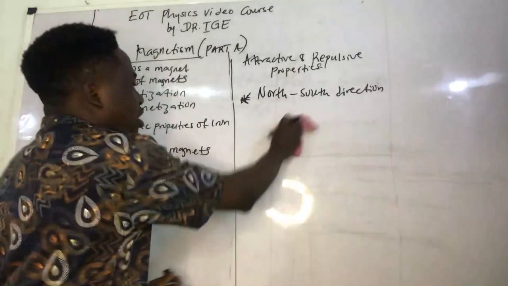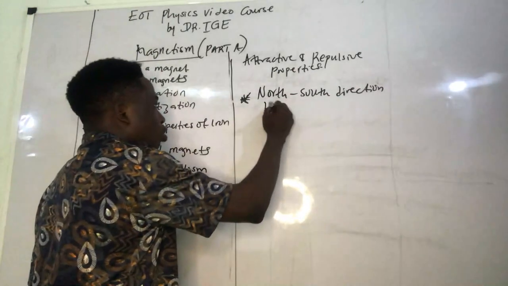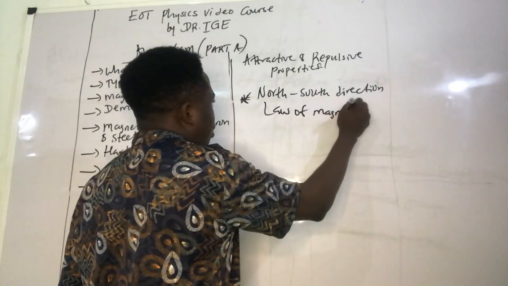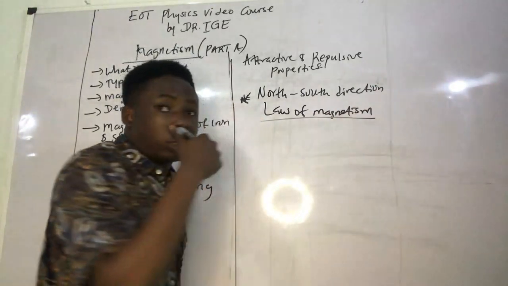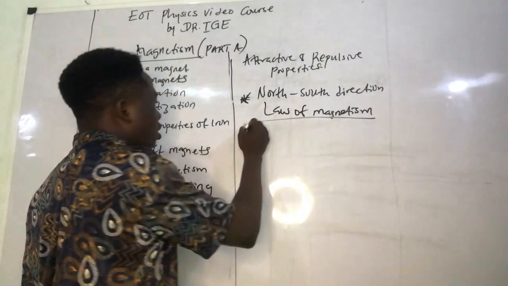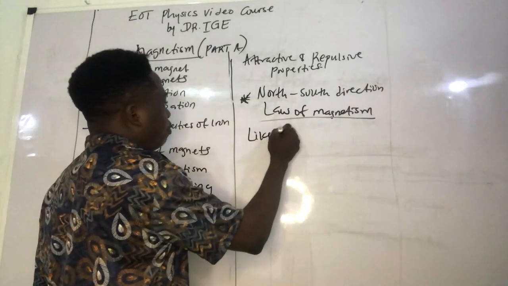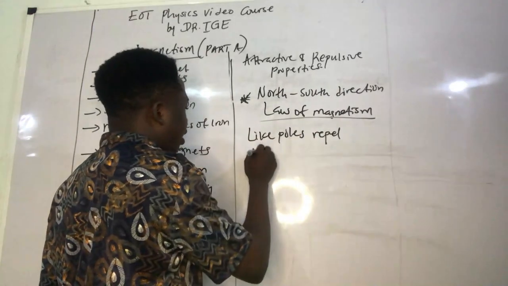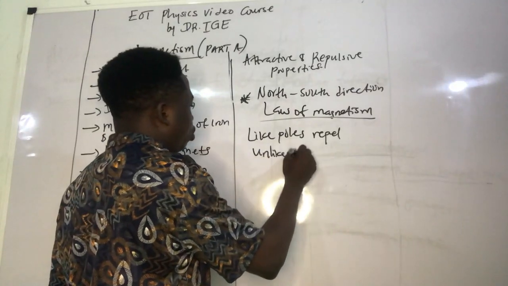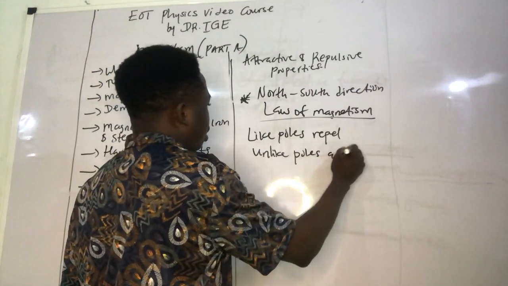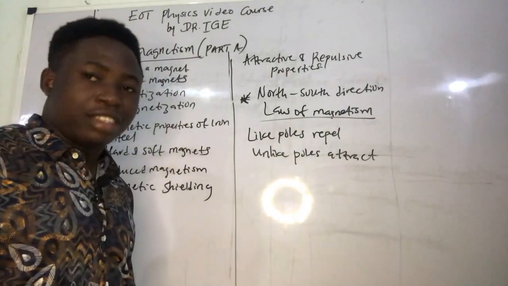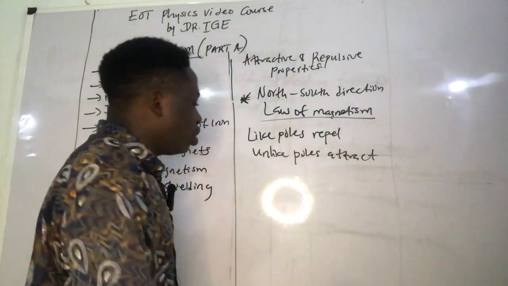And one thing you have to know again is that there's a law called the law of magnetism. And what does this law state? It states that like poles repel, while unlike poles attract. Now the question is, what is a pole? I just want to break everything down. What is a pole in a magnet?